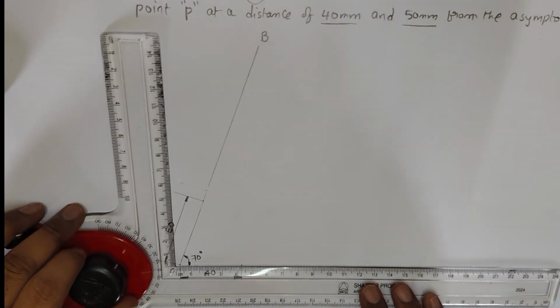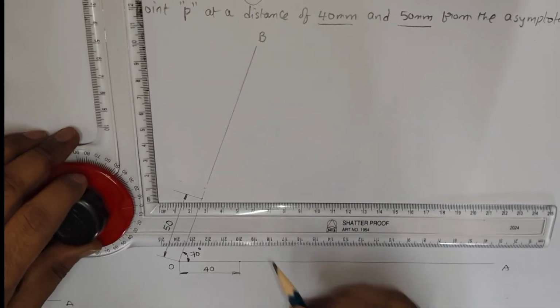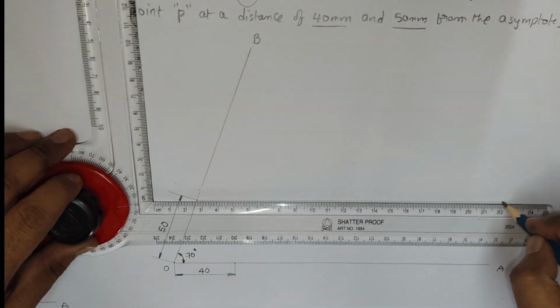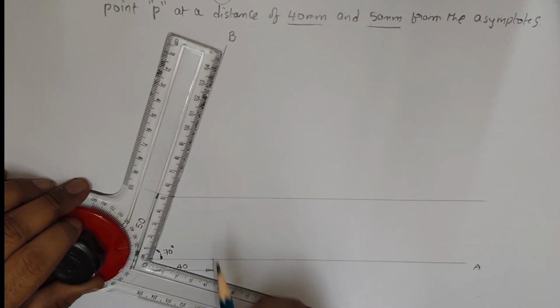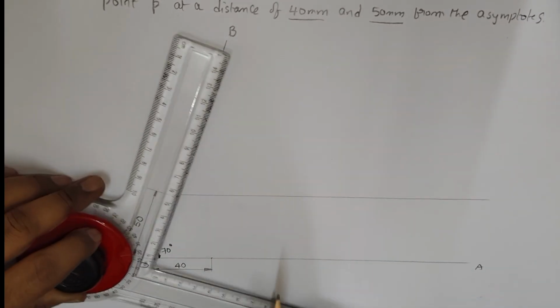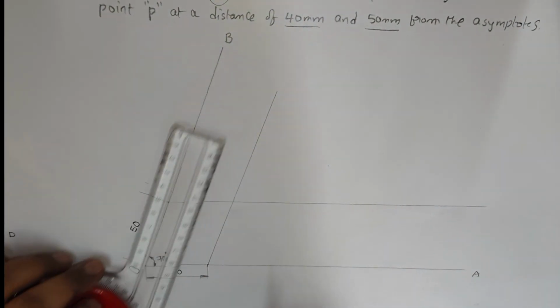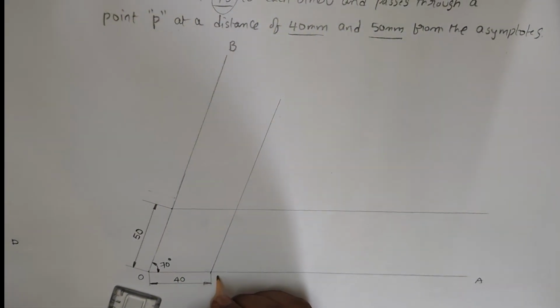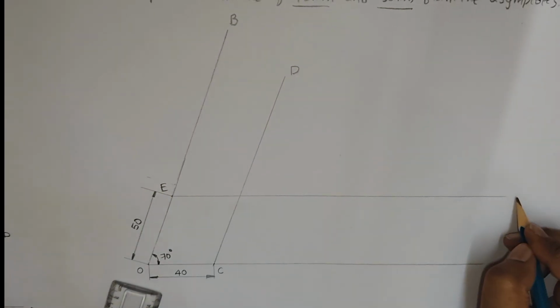Now draw two lines parallel to the OA asymptote and the OB asymptote. So I am drawing a line parallel to the OA asymptote from this point. And again I am drawing a line parallel to the OB asymptote from this point. So assume this point as O, A, B. This is C, D, and this is E, F.